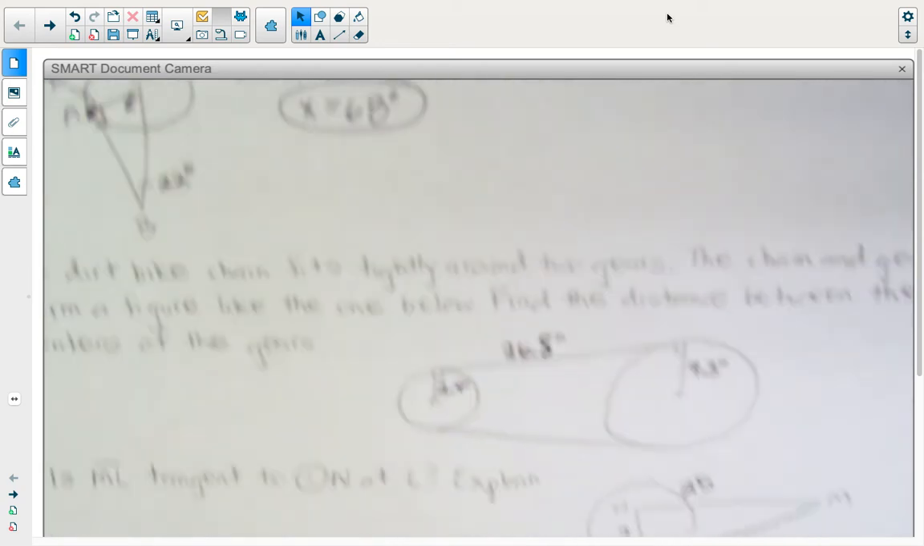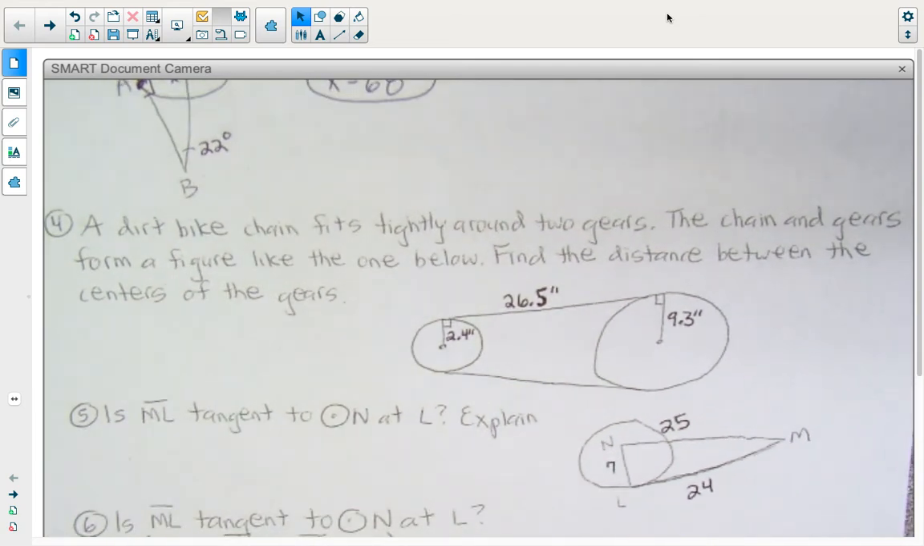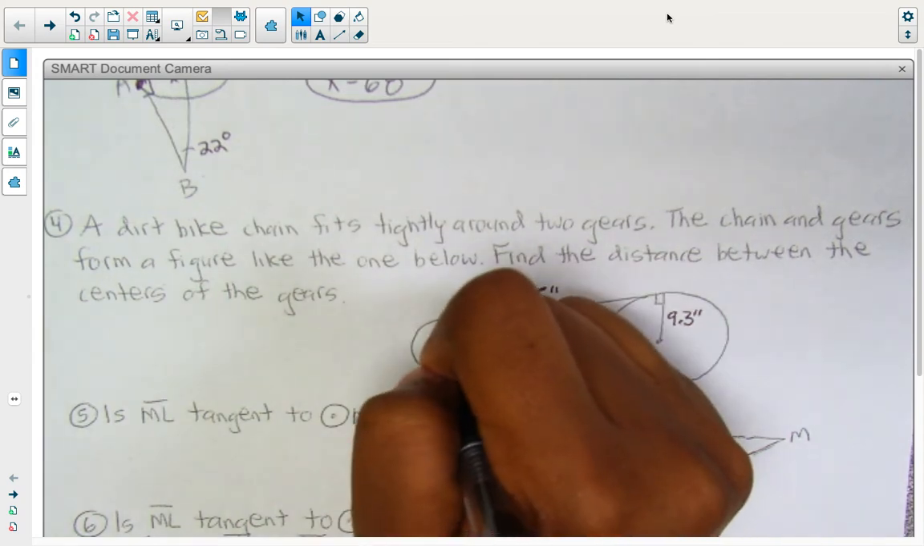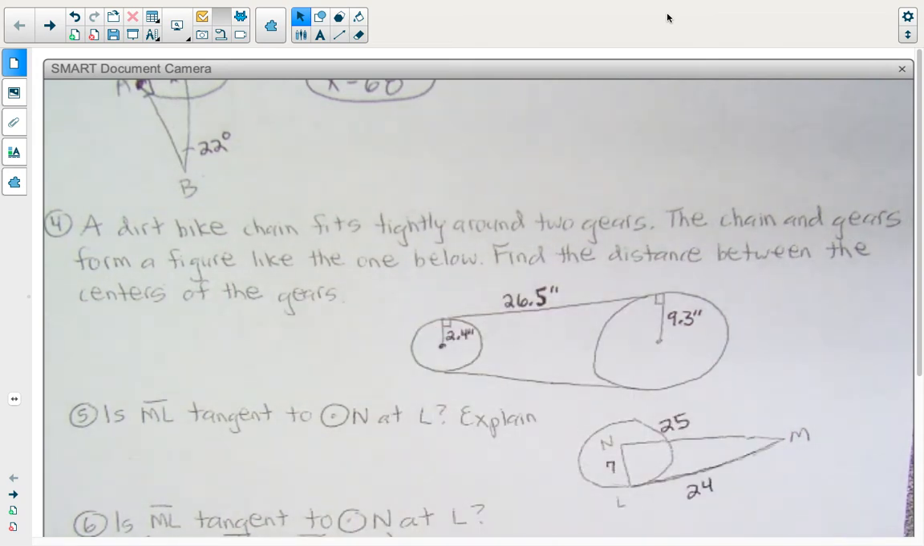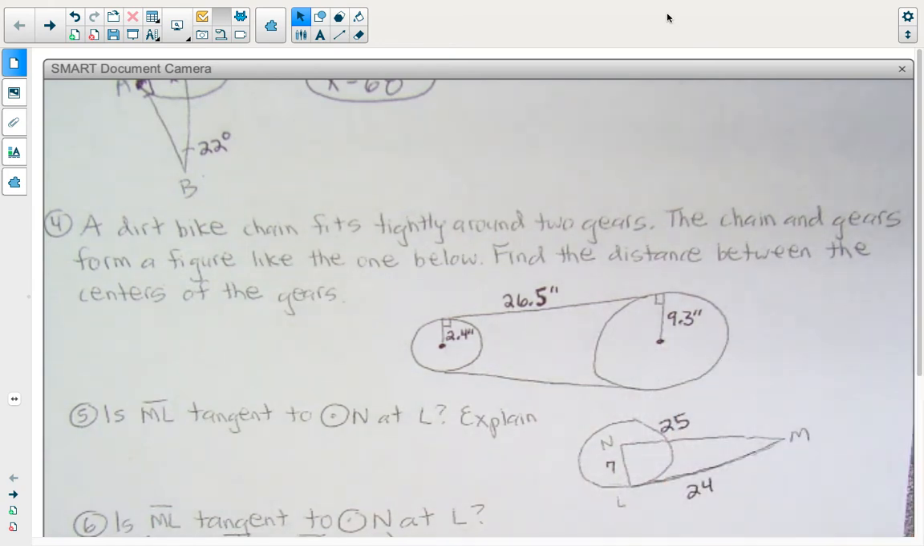Okay, we're going to do another one. This one is a little more involved, but we still can work our way through. Let's make sure we can see the whole problem here, and then I'll zoom in on the figure in just a little bit to make it a little bigger for us. It says a dirt bike chain fits tightly around 2 gears. The chain and gears form a figure like the one below. Find the distance between the centers of the gears. So we're trying to find the distance from this point here and this point here.